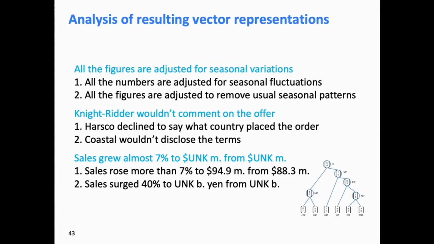So in this test here, we were giving the system a test sentence and asking, what are the sentences that are most similar in meaning, the nearest paraphrases in our corpus, for this sentence? So, "if all the figures are adjusted for seasonal variations", the two most similar other sentences in the corpus were "all the numbers are adjusted for seasonal fluctuation", which is a pretty easy one, or "all the figures are adjusted to remove usual seasonal patterns". So that seems to be working pretty well.